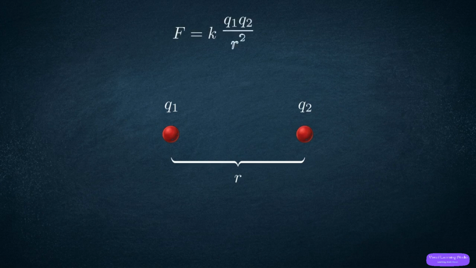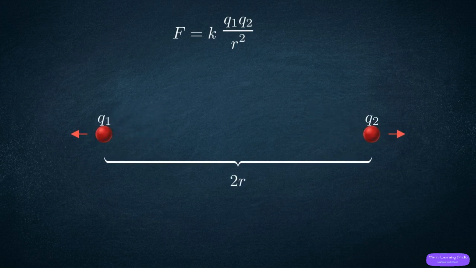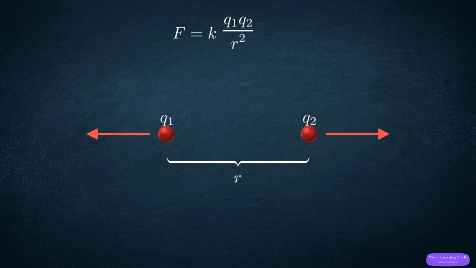To find the exact force between 2 point charges, we use Coulomb's law, which accounts for charge magnitude and separation distance, r. Pay attention to the squared distance. If you double the distance, the force drops to exactly 1/4 of its original strength.